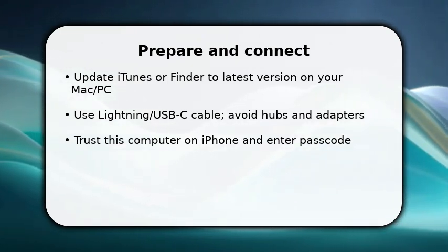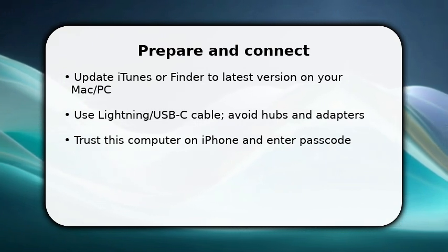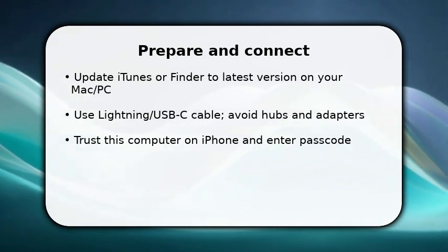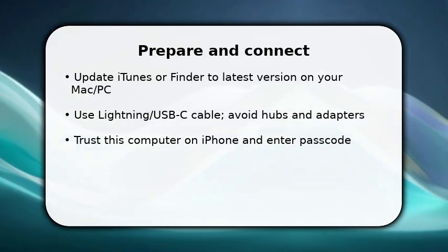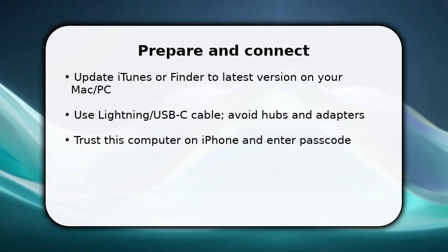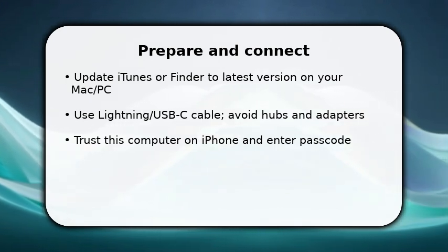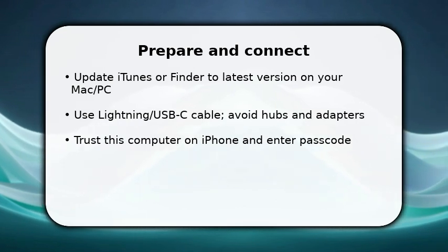Make sure backups exist on this machine. Look for the date and device name in iTunes/Finder. If you need encrypted data like health, toggle encrypted backup and set a password. You'll need that password later to restore encrypted content.